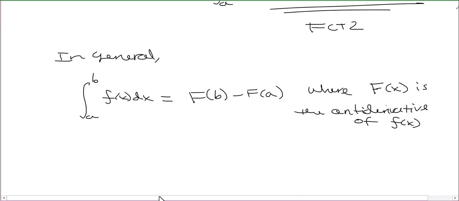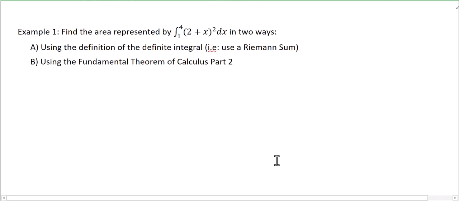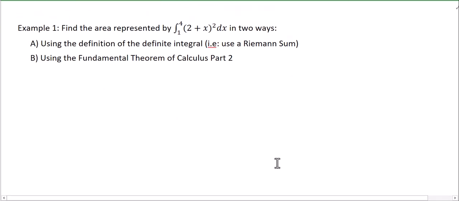So let's look at our example and make the connection between how this is helpful, because this is what we'll use the most instead of doing the Riemann sums. Let's find the area on the interval 1 to 4 of the quantity 2 plus x squared in two ways. We're going to use the definition of the definite integral first using Riemann sums, and then use the FTC part 2 to see if we get the same thing. We should get the same thing, but the point is to appreciate the two methods, mainly the second, because that would be the shorter one.